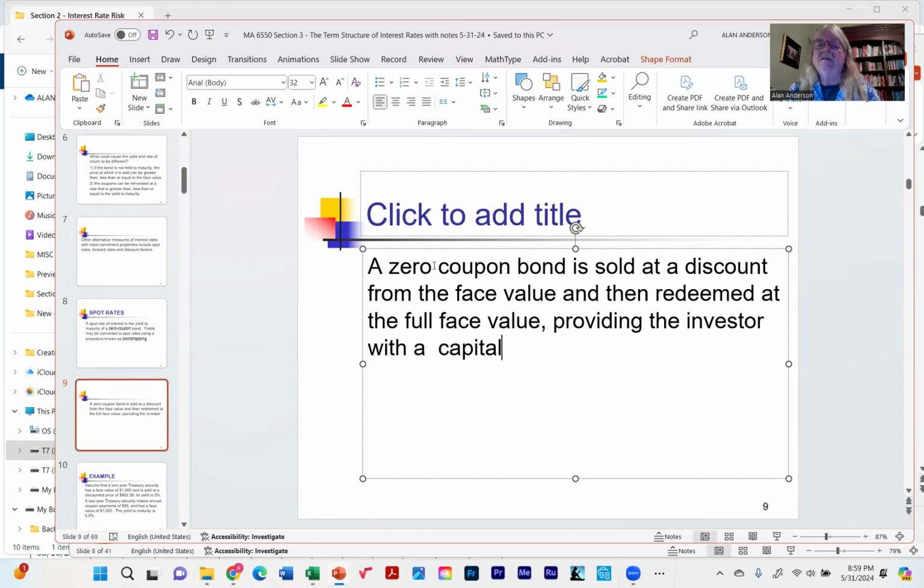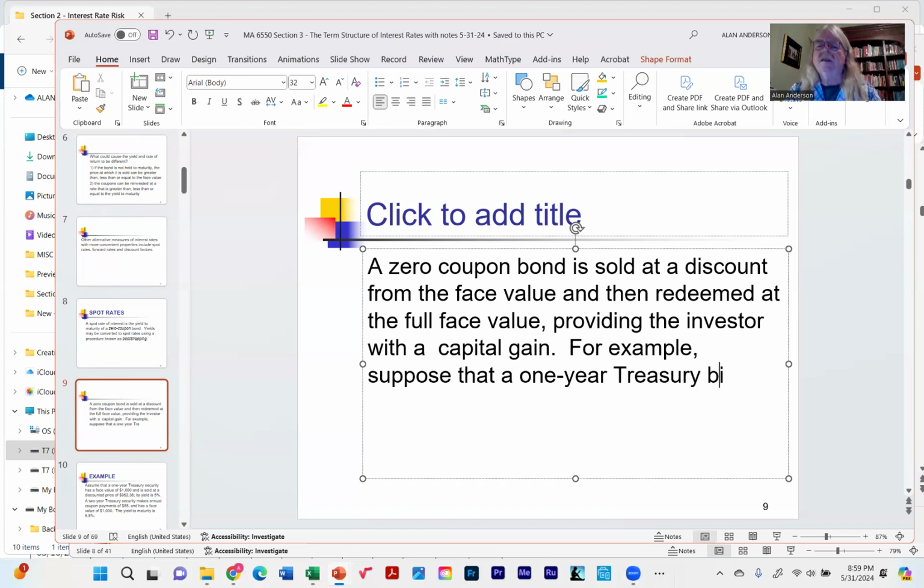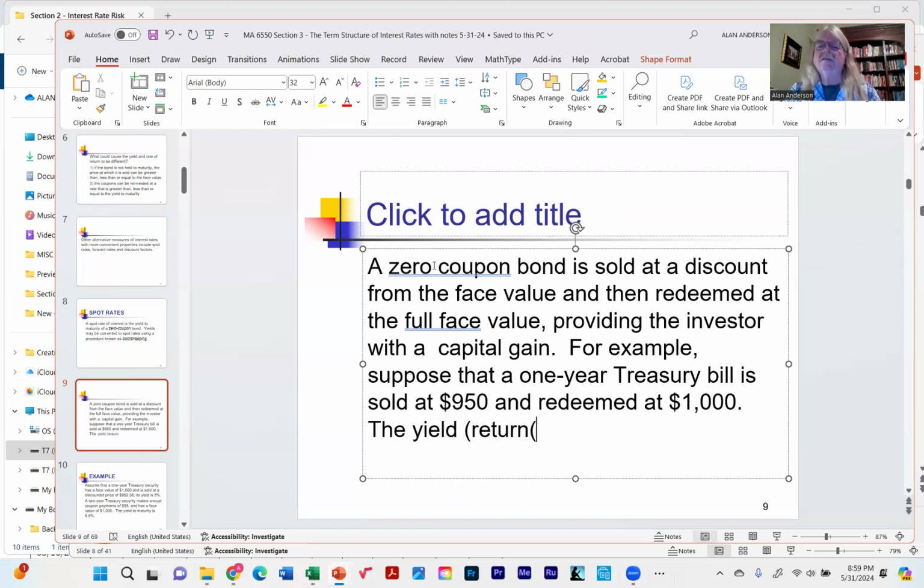For example, suppose that a 1-year treasury bill is sold at $950 and redeemed at $1,000. The yield or return is, in the numerator you have the capital gain, 50, and all that is divided by the purchase price of $950. And that equals, let's see, hold on.